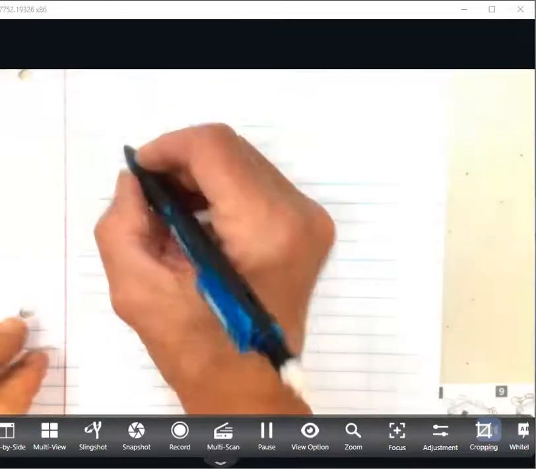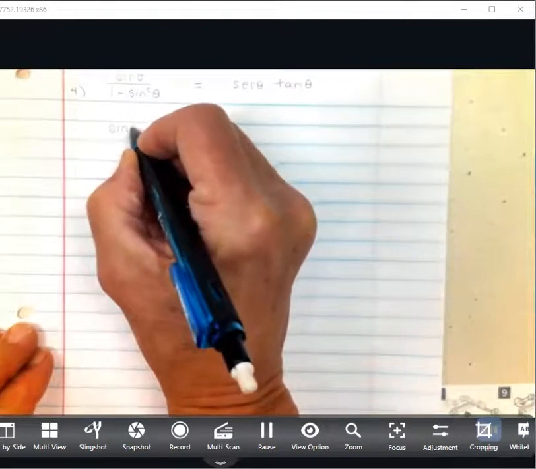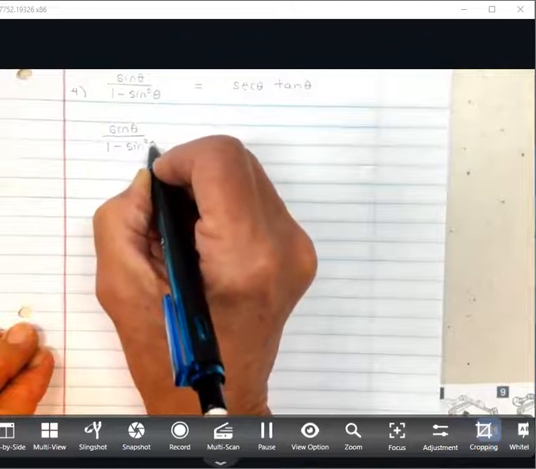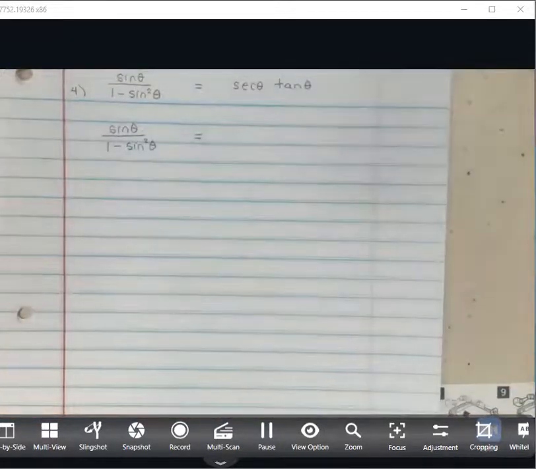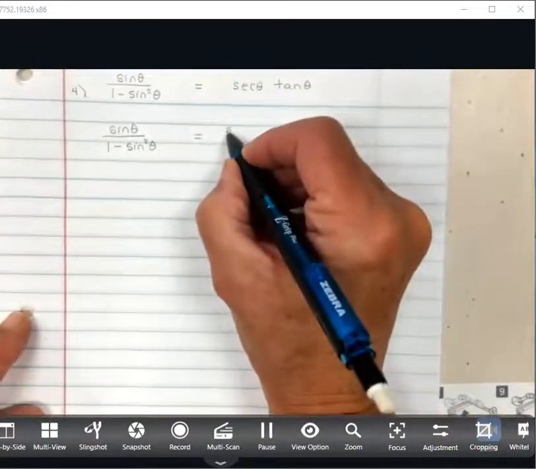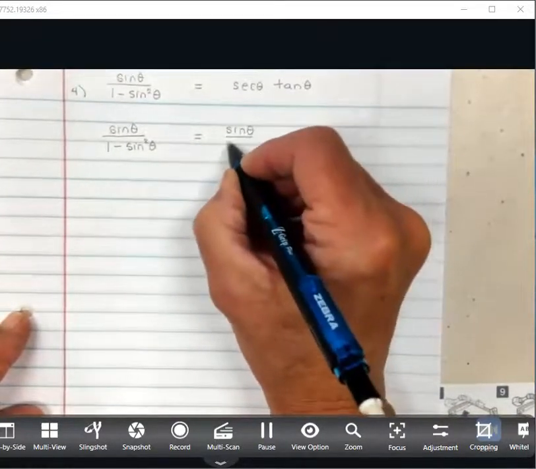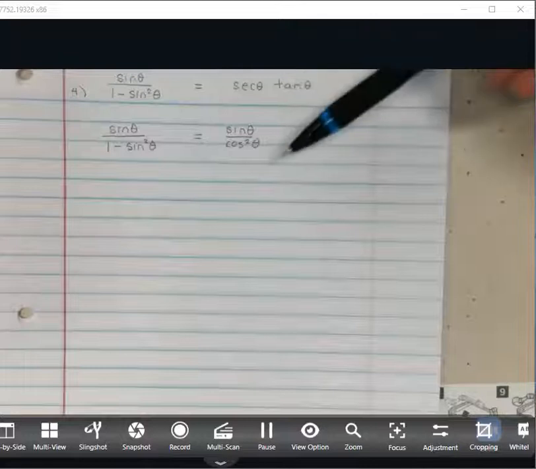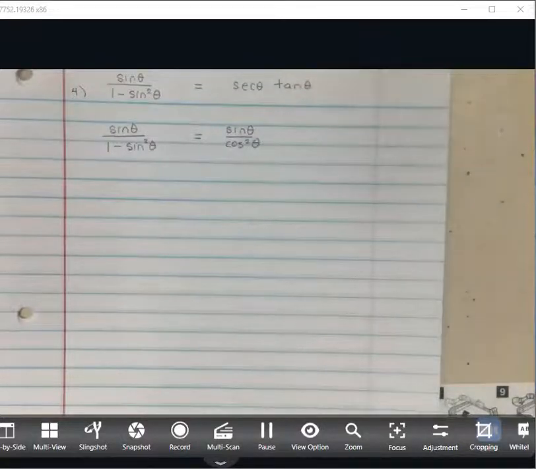I'm going to start with the left-hand side. Because when I look at that, I already see something that I want to do. What is it that I see? 1 minus sine squared is equal to cosine squared. So I'm going to replace the denominator with cosine squared. Now I'm thinking backwards. What's a secant? 1 over cosine and a tangent. So I'm going to write this cosine squared as a 1 over cosine times a sine over cosine.